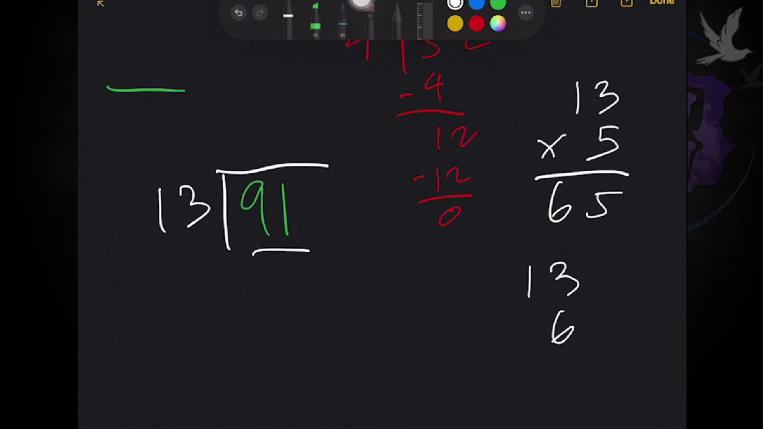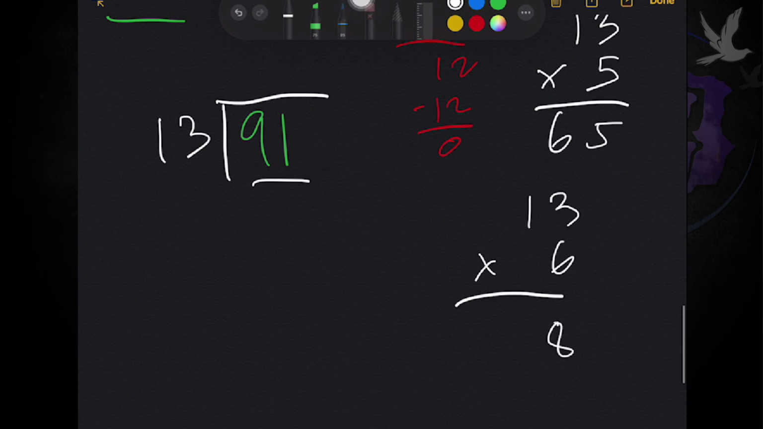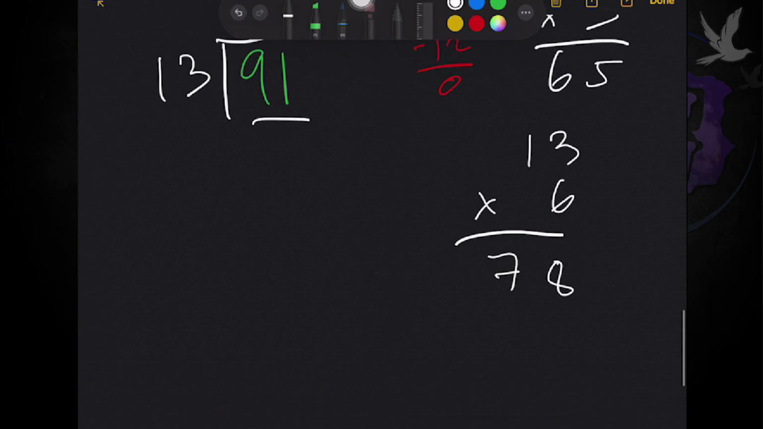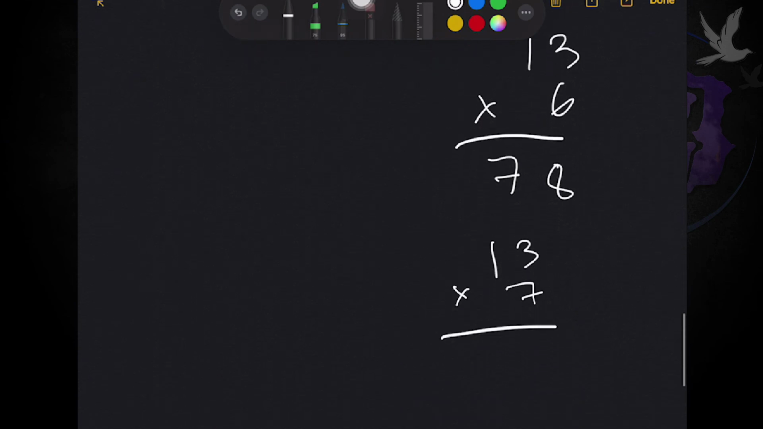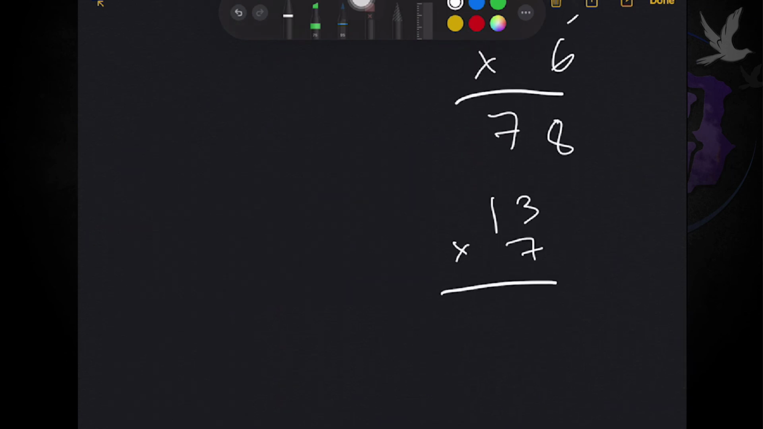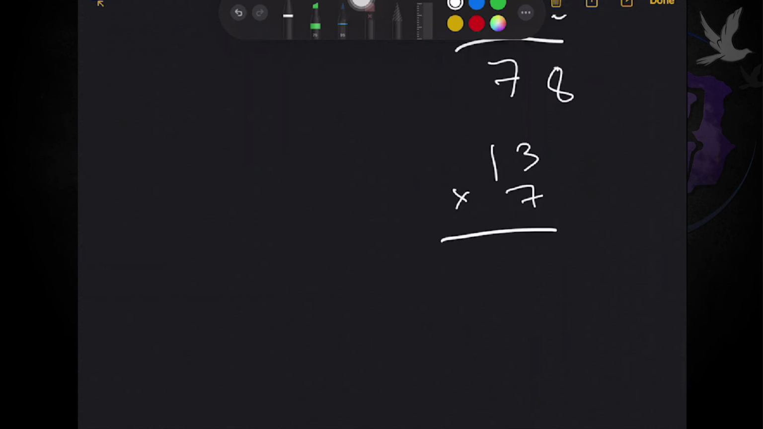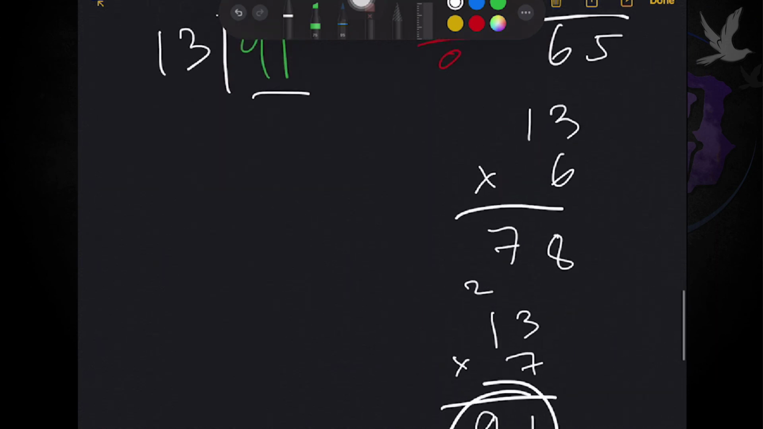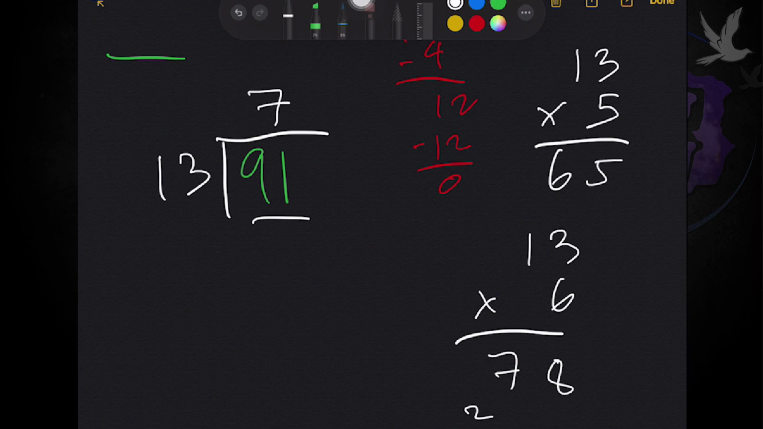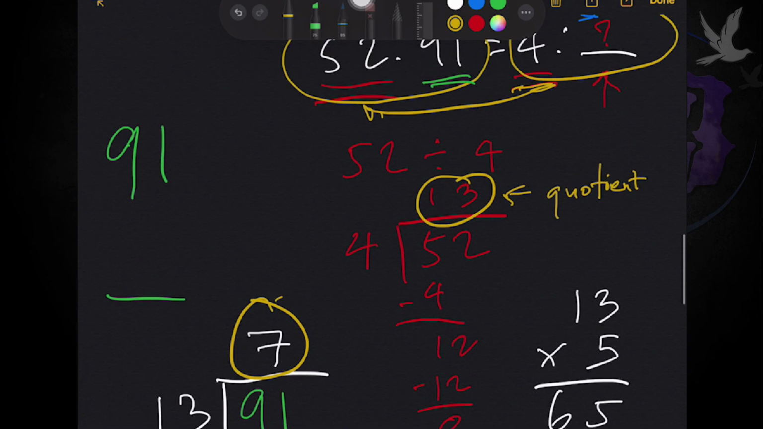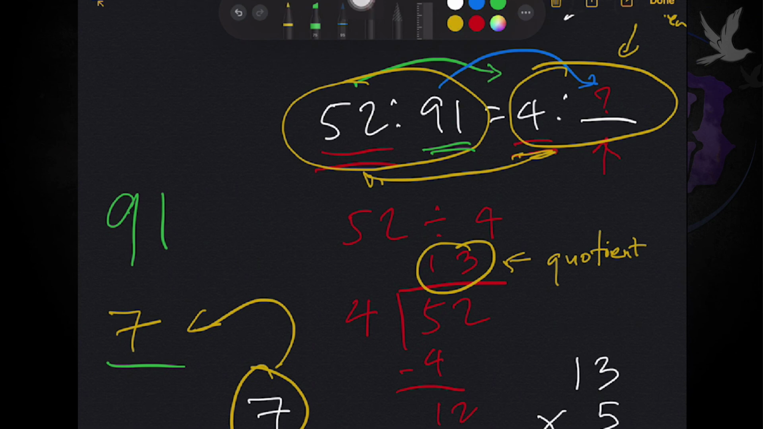Let's try 13 times 6. That's 78. Hindi pa rin pwede. So, let's try 13 times 7. Trial and error to sa division kasi hindi man master unless you master the multiplication table of 13. So, I'm just showing you a trial and error method. Okay, may 91 na tayo. So, now we can say that the quotient is 7. 7 times 13 will give you 91. So, no remainder. Which means that this is now our answer to our blank over here. Which means itong blank na to here is equivalent to 7.